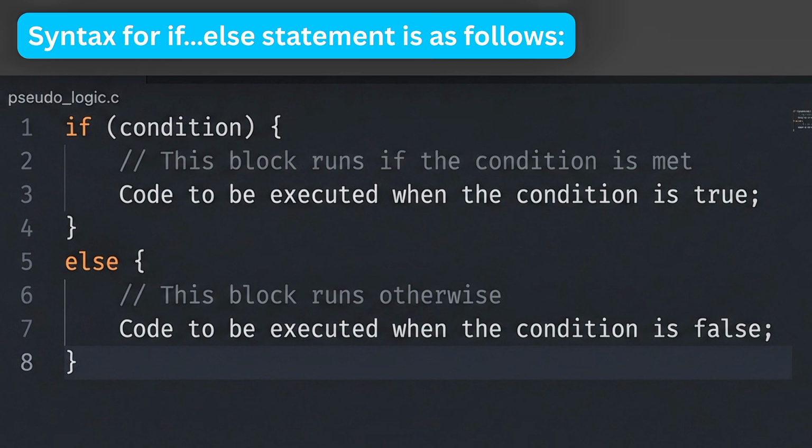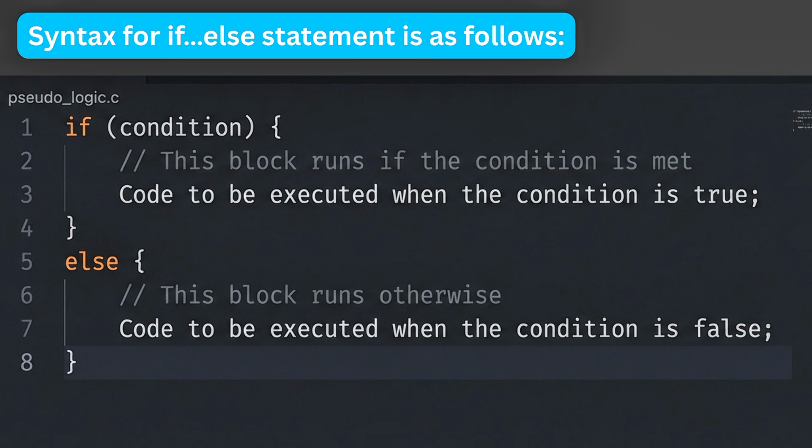The first part is the if block, which contains a condition. A condition is simply a question the computer checks, something that can only be true or false. The structure starts with the keyword if, followed by the condition written inside parentheses. When the condition inside the parentheses is true, the code inside the curly braces immediately after the if statement will run. This is where you place the instructions you want to execute when the condition is met.